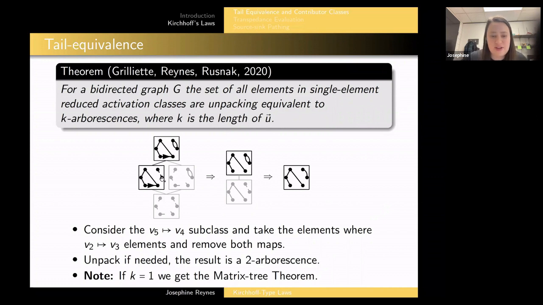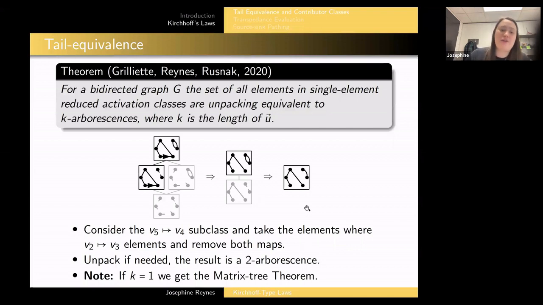So here I have one specific class where we had two elements. You can see that they're related by this edge, so it's a Boolean lattice. And I'm looking at a v5 goes to v4 class, and then I'm going to take a subclass where I also have v2 goes to v3. So of these two contributors where v5 goes to 4, only the top one has v2 go to v3, and I'm going to remove it. And that leaves me with this final figure where I've removed 5 goes to 4 and 2 goes to 3. And this is a single form. I don't have any backsteps to unpack, but if I had any backsteps to unpack, I would. And what I'm left with is a 2 arborescence of the graph. If I pick k to be 1 here, this is how you can get the matrix tree theorem from the contributors.